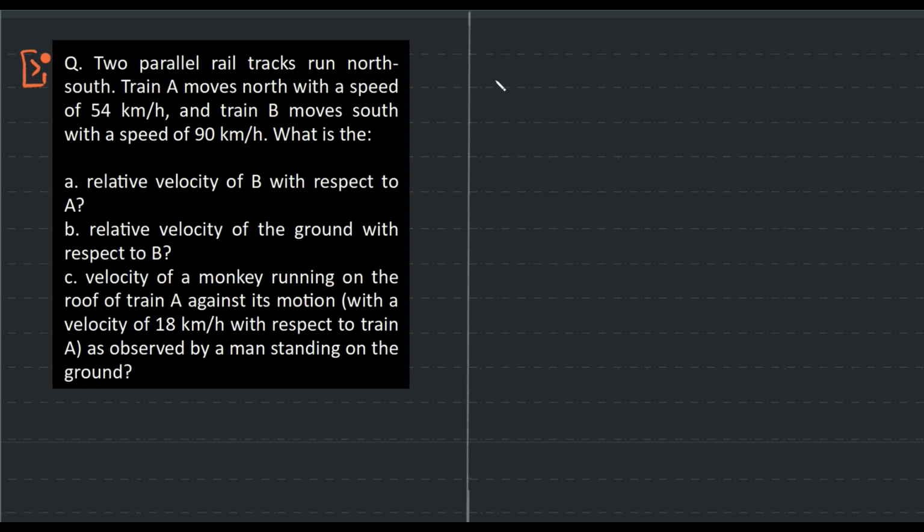Okay, there's a lot to analyze over here. First, let's draw a diagram. So the first case is quite simple. You have two trains. Train A moves north, so we'll call this train A, and this is 54 km per hour. And train B moves south, and this is 90 km per hour.